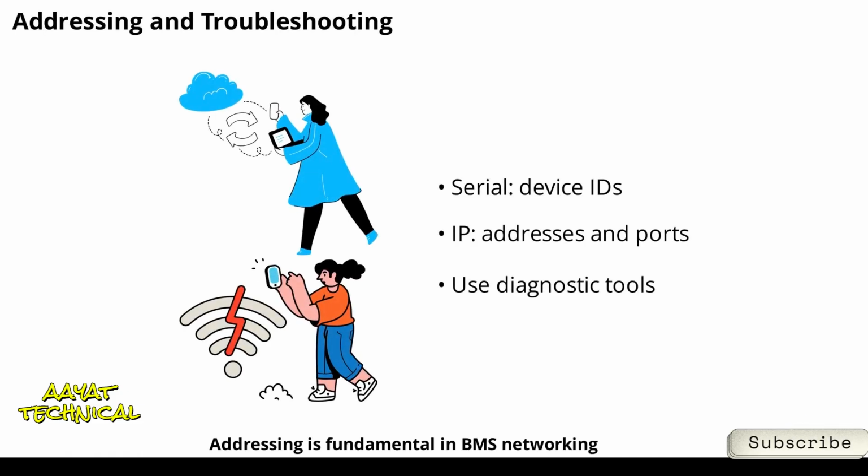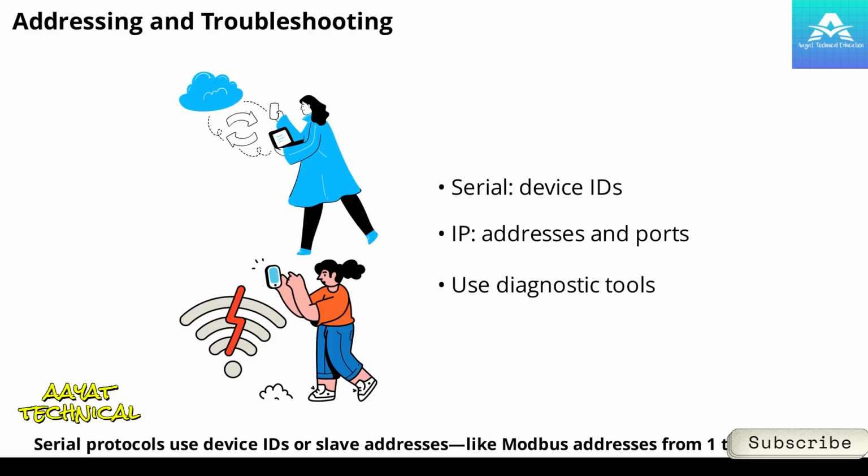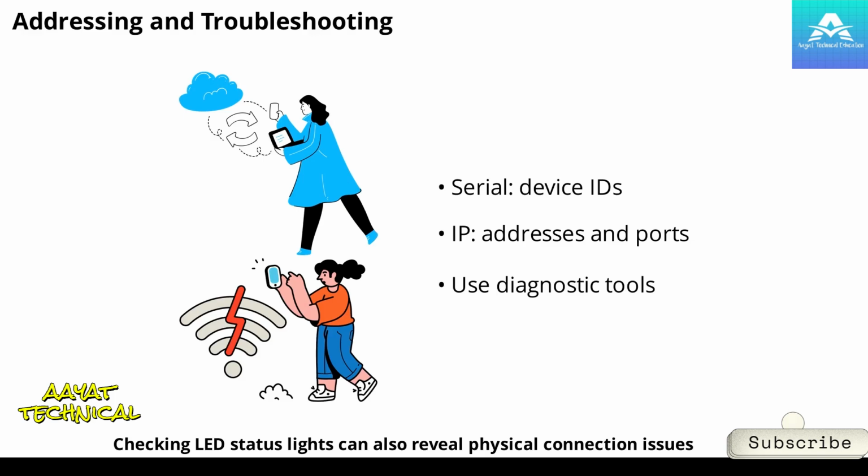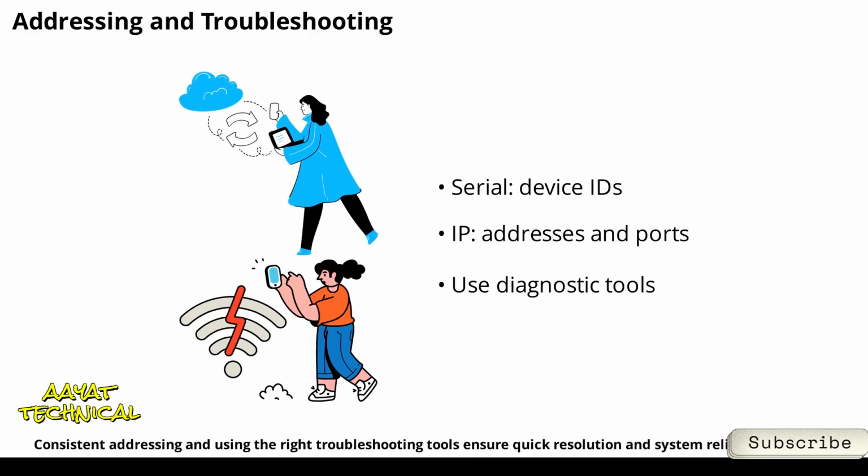Addressing is fundamental in BMS networking. Serial protocols use device IDs or slave addresses, like Modbus addresses from 1 to 247. IP protocols rely on IPv4 addresses and sometimes port numbers, such as 47808 for BACnet/IP. When issues arise, tools like Modbus scanners, BACnet browsers, Ping, Traceroute, and Wireshark help diagnose problems. Checking LED status lights can also reveal physical connection issues. Consistent addressing and using the right troubleshooting tools ensure quick resolution and system reliability.